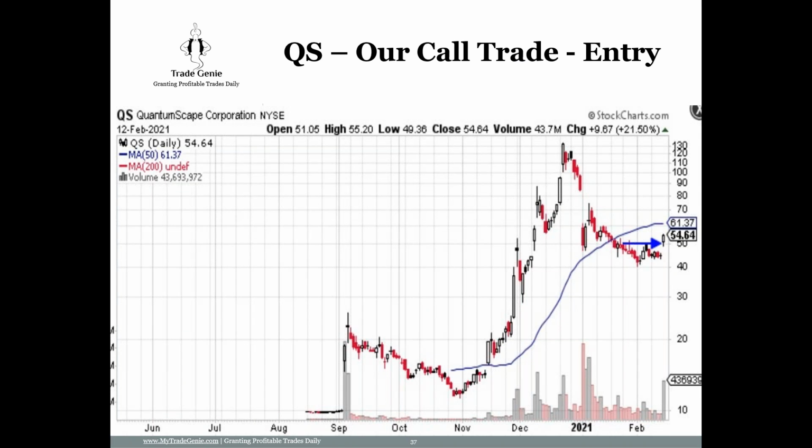Here is QS, Quantum Escape. This moves big. It crashed from 120 all the way down into consolidation. When it's consolidating sideways and then suddenly there's a gap, there must be a reason why it's gapping up. The volume is looking pretty good, so I would take my chance on going long rather than ignore it, right?